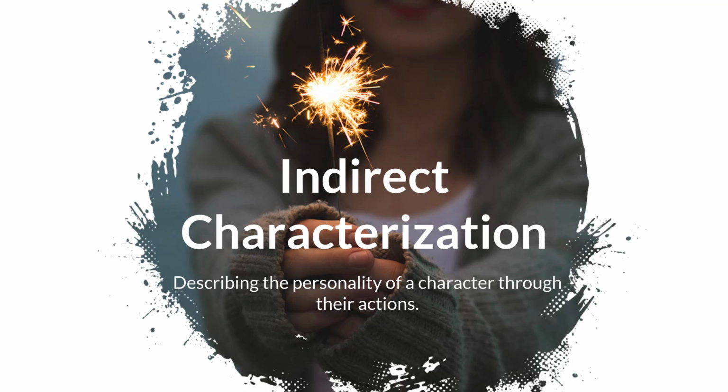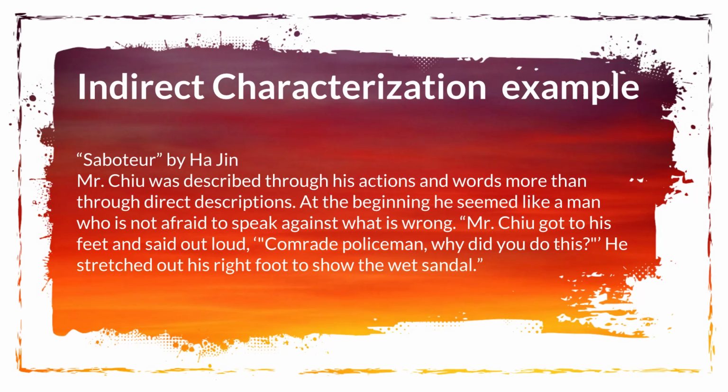Indirect characterization, describing the personality of a character through their actions instead of just outright saying what they are. I chose Saboteur by Ha Jin, because Mr. Chewy is described through his actions and words more than through direct descriptions. At the beginning, he seemed like a man who was not afraid to speak against what is wrong. Mr. Chewy got to his feet and said aloud, "Comrade Police, why did you do this?" He stretched out his right foot to show the wet sandal. So obviously he's showing his character through his actions.